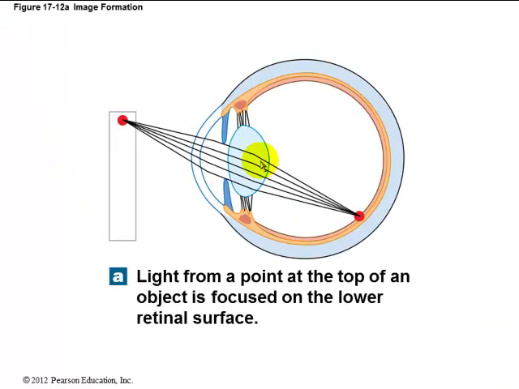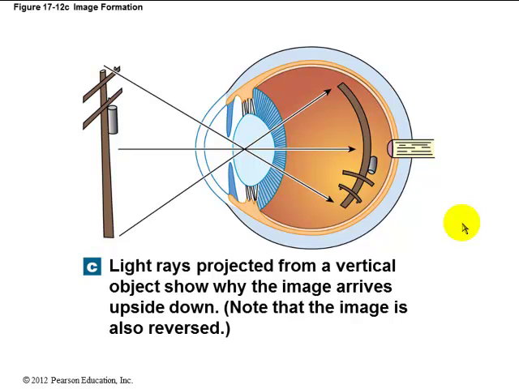Because the lens is sort of the hinge of the focal plane, objects at the top of the visual field are going to be focused on the bottom of the retina, and vice versa. So images are reversed as the light strikes the retina.